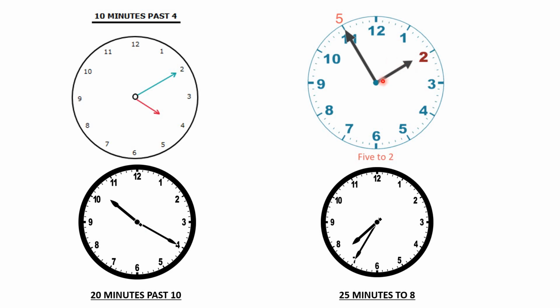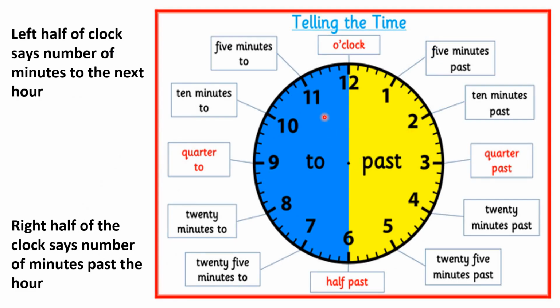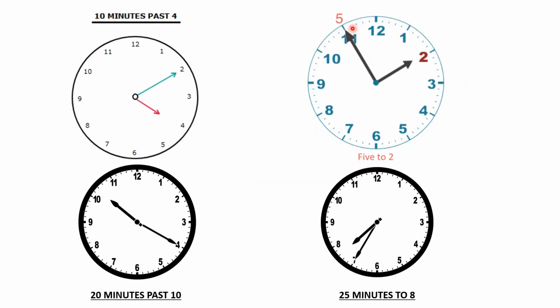Next, the hour hand is facing 2 and the minute hand is facing 11. For 11, it comes in the to portion and it is 5 minutes to 2. So this is 5 minutes to 2 o'clock. For the minute hand to come to 12 and make it 2 o'clock, there are 5 minutes: 1, 2, 3, 4 and 5. Each is 1 minute. Therefore 5 minutes are left for 2 o'clock, so we say 5 minutes to 2.